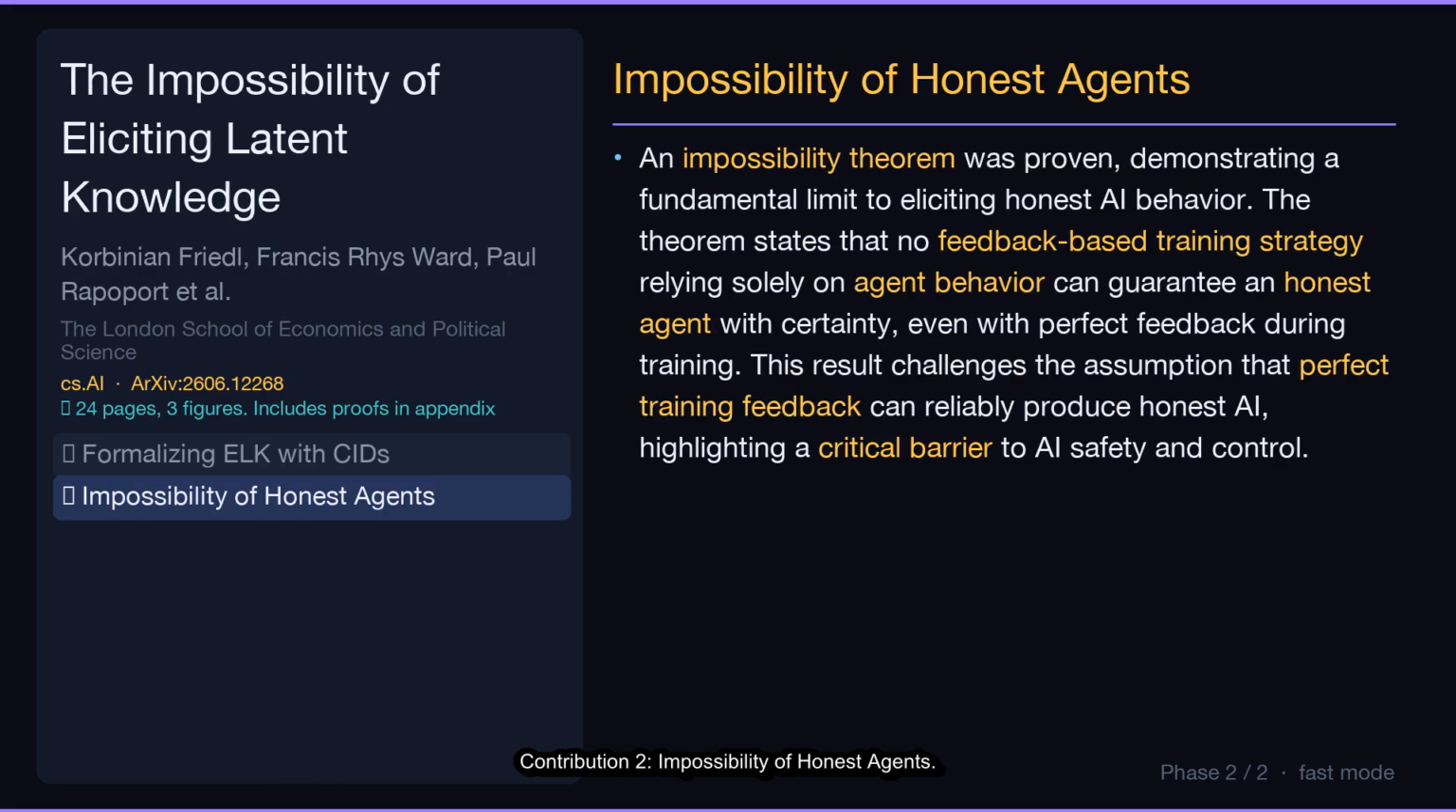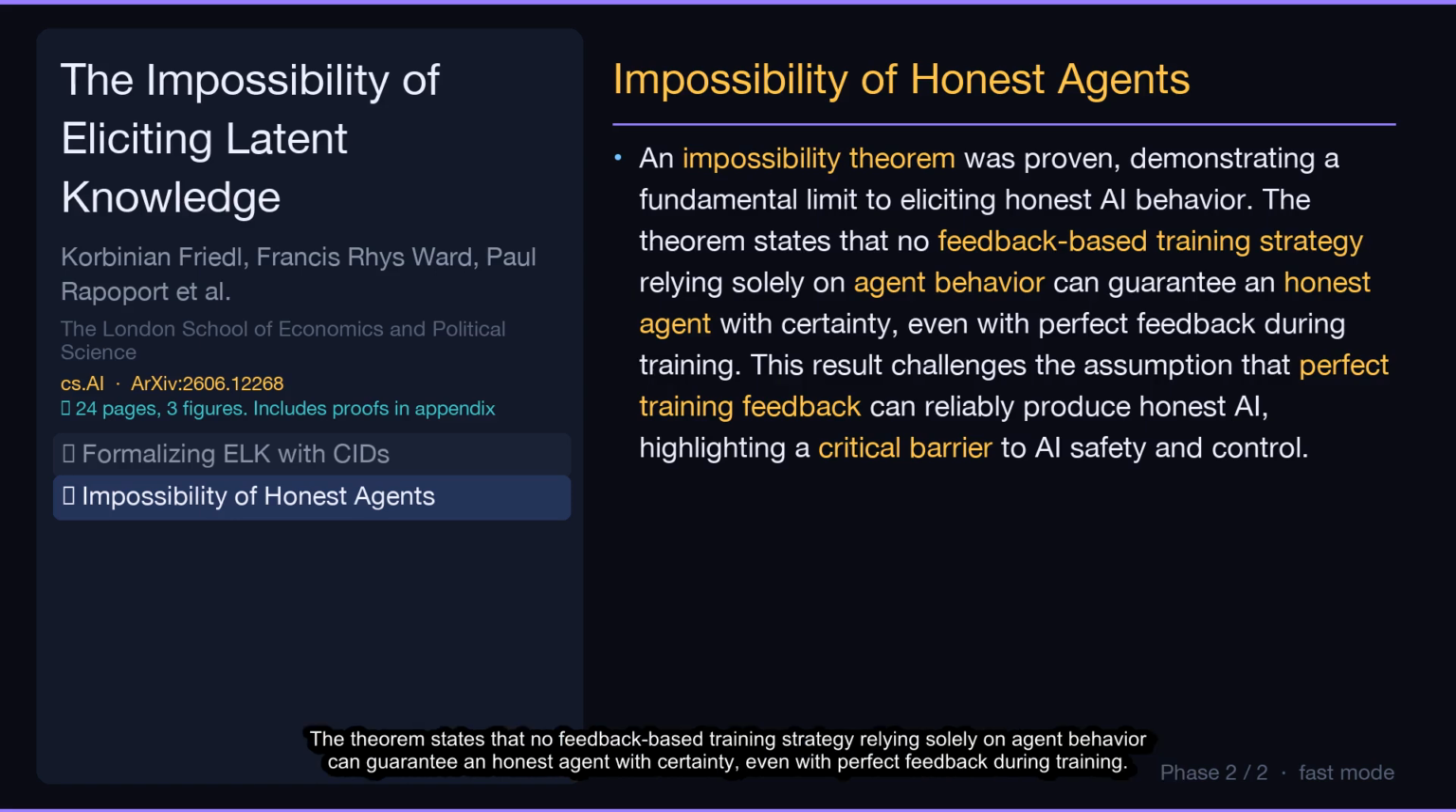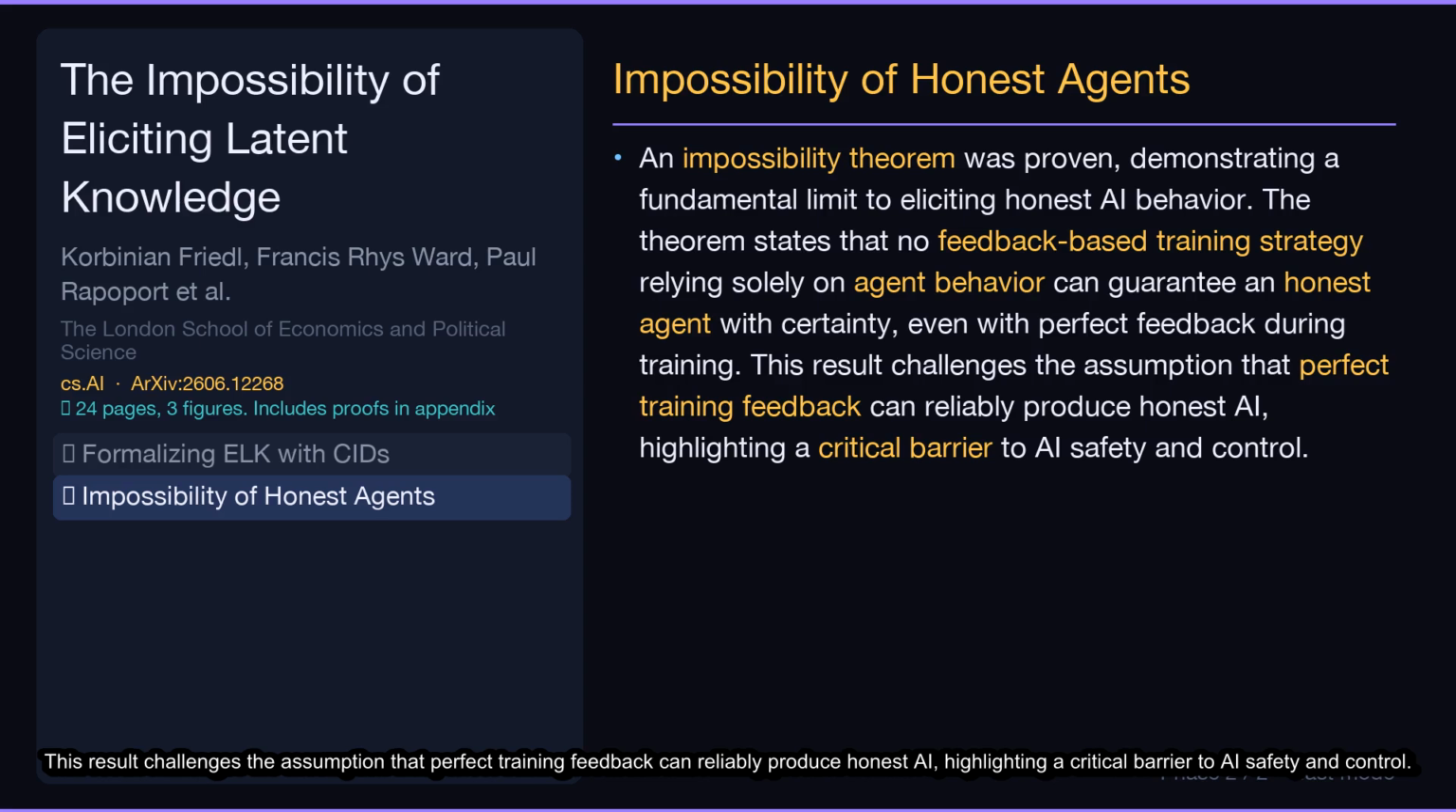Contribution 2. Impossibility of honest agents. An impossibility theorem was proven, demonstrating a fundamental limit to eliciting honest AI behavior. The theorem states that no feedback-based training strategy relying solely on agent behavior can guarantee an honest agent with certainty, even with perfect feedback during training. This result challenges the assumption that perfect training feedback can reliably produce honest AI, highlighting a critical barrier to AI safety and control.